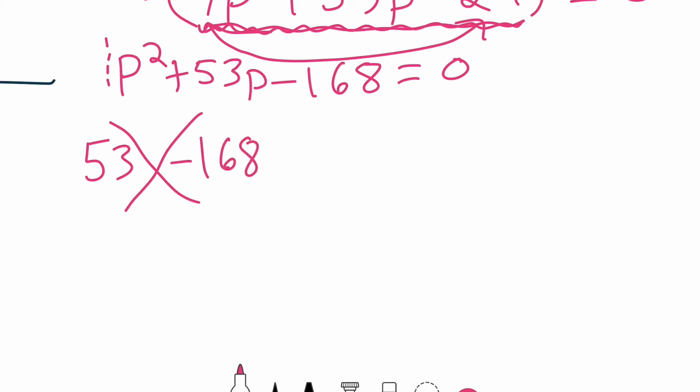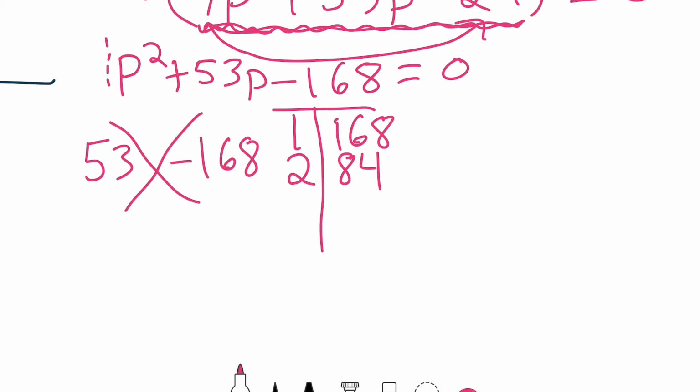We're going to create a table to see what two numbers, or what our magic numbers, are. So 1 can go into 168 evenly, but we cannot add and subtract 1 and 168 to get to 53. So we have to keep going. Well, 168 is an even number, so I know 2 can go into it evenly. 2 times 84 gives me 168, but we cannot add and subtract those two numbers to get to 53. So one more. 3 can go into 168 evenly. 3 times 56. And we can add and subtract those two numbers to get to 53.